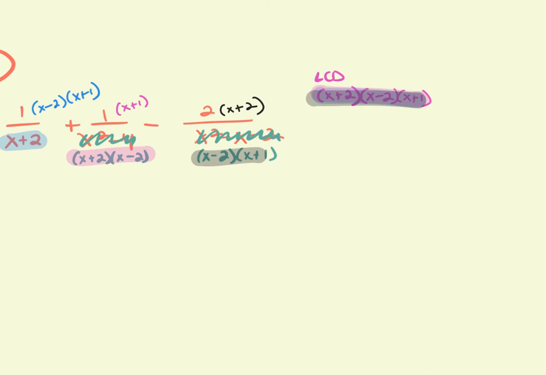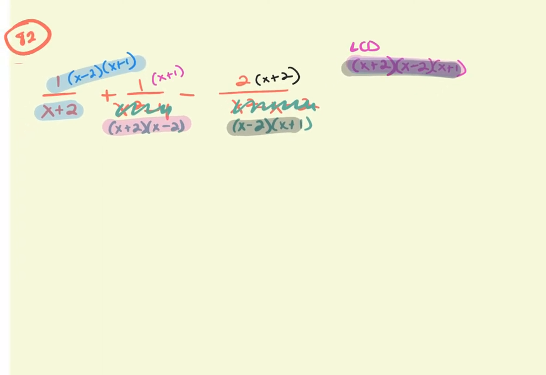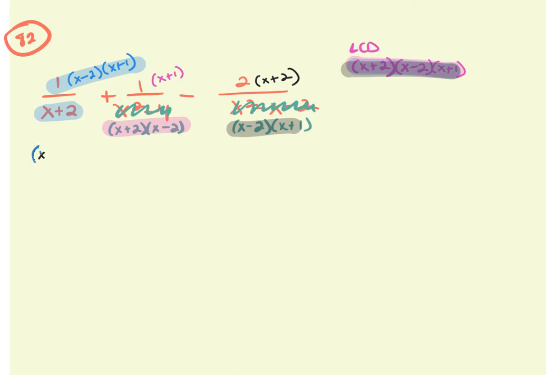So all of them are going to go over the least common denominator, but I'm going to multiply them out individually. This first one, 1 times x minus 2 times x plus 1, would become x minus 2 and x plus 1, and then I have to FOIL this out. X squared plus x minus 2x minus 2, which is x squared minus x minus 2. And that's the numerator of the first one. Then I take the sign from in between, which is a plus, and I go to the next one.